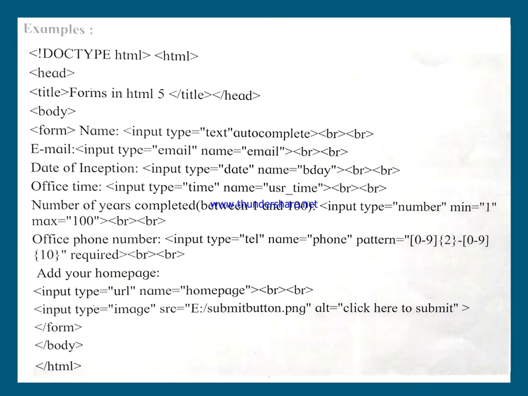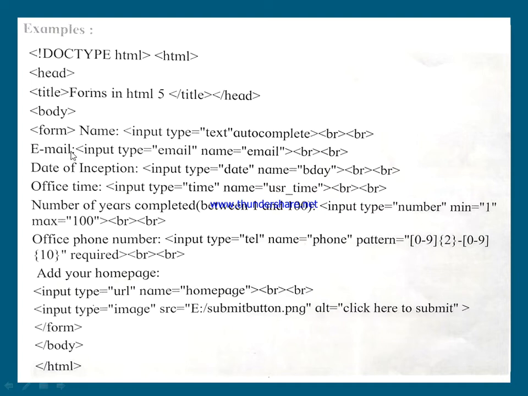So here: less than exclamation mark DOCTYPE html. As we know, this is the standard syntax of an HTML file. After that the html tag, then head tag, title "Form in HTML5", /title, /head, body. Now here we have started with the form tag. The first element that I introduced has the label Name, and that element is input type equal to text. And here I provided one attribute, that is autocomplete, which means I want to autocomplete the values of this text box.